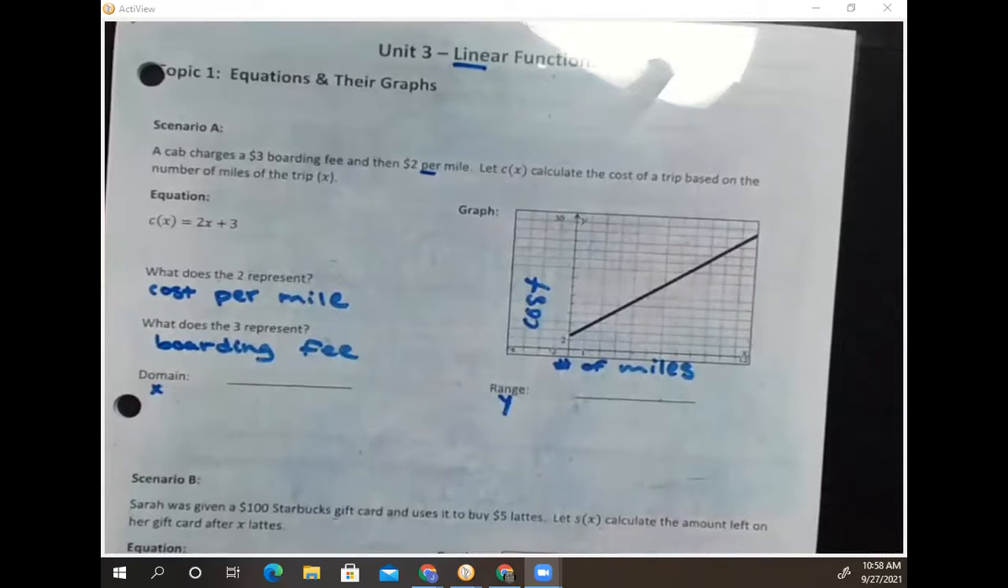So I want a reasonable domain here. I'm talking about a reasonable number of miles I may travel in a cab. What's the low end that I would be looking at here?